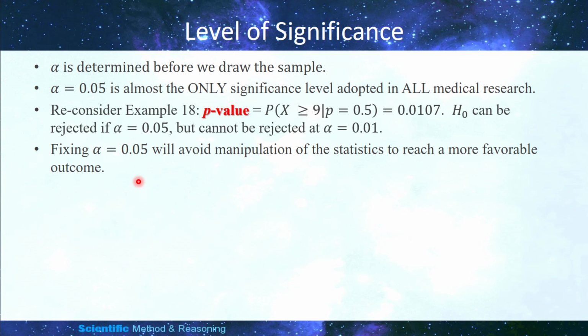So fixing alpha equals 0.05 in almost all medical research will avoid manipulation of the statistics to reach a more favorable outcome. That is also why I mentioned several times that alpha needs to be determined and fixed before we actually draw the sample.